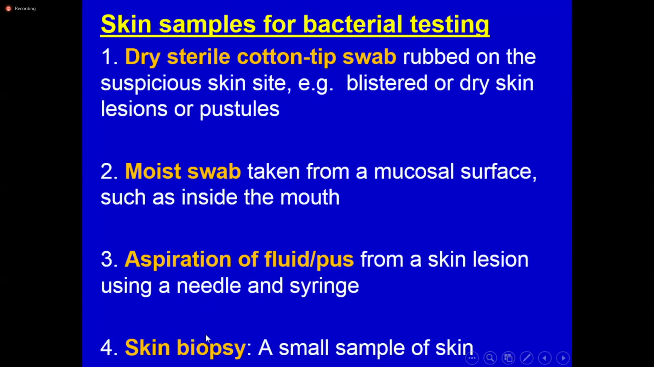Also, you can do skin biopsy, a small snip sample of the skin. A simple prick and you take a small piece of the skin. This is called a skin biopsy. So these are the main ways of taking a sample from the skin: a dry sterile swab, moist swab, aspiration if you have a fluid or pus, or you can do a skin biopsy.